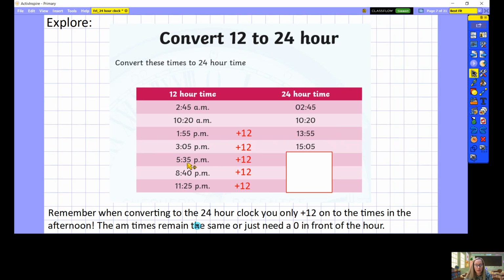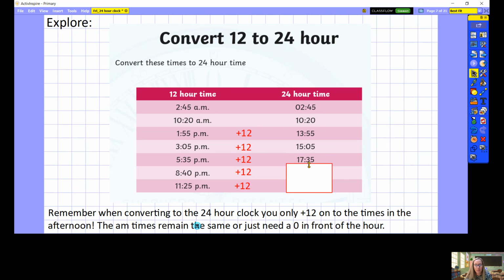Pause the video and see if you can finish off this table by converting the last 3 times on your own. So remember, you're adding 12 to the hour hand and writing the digital time, and you don't need to write PM because it's a 24-hour clock, so we know that these times will be in the afternoon. Have a go at those now. Okay, so let's see how you got on.